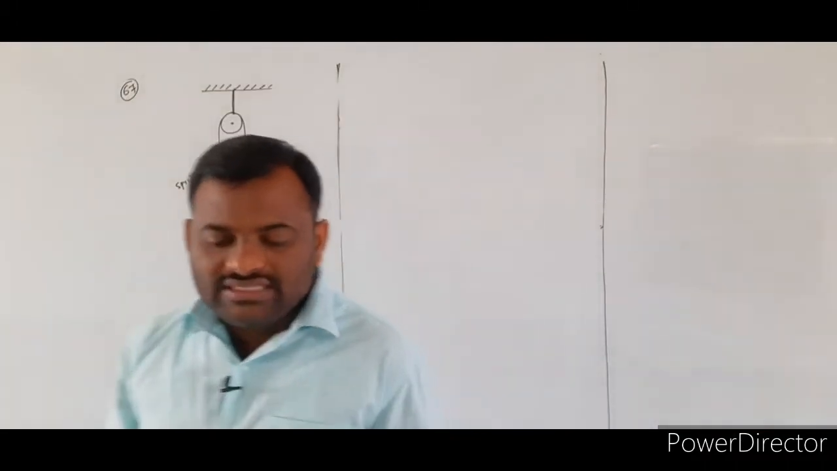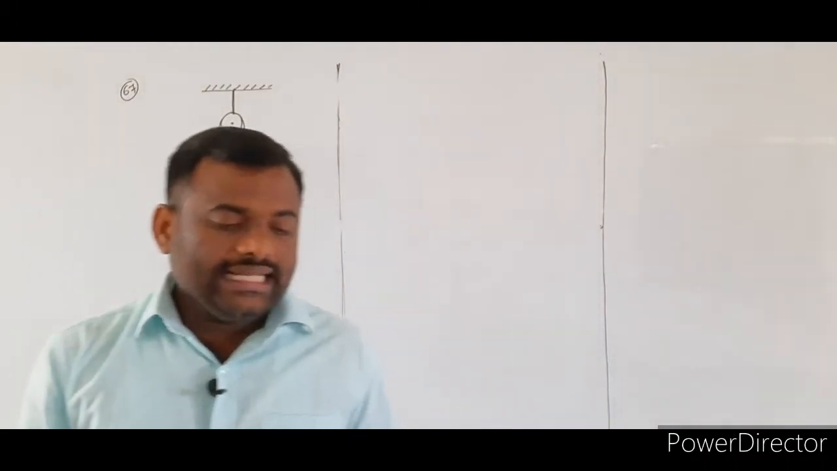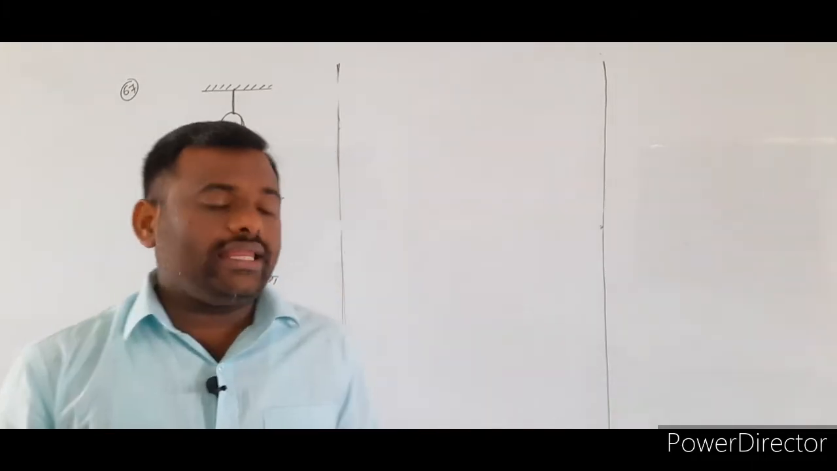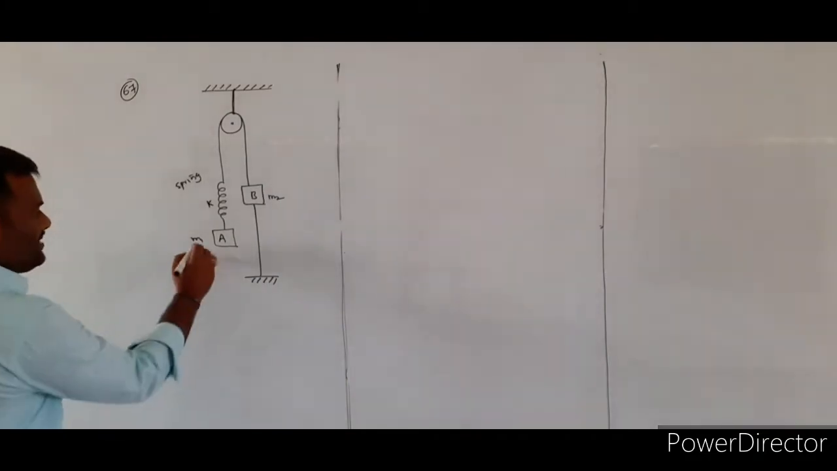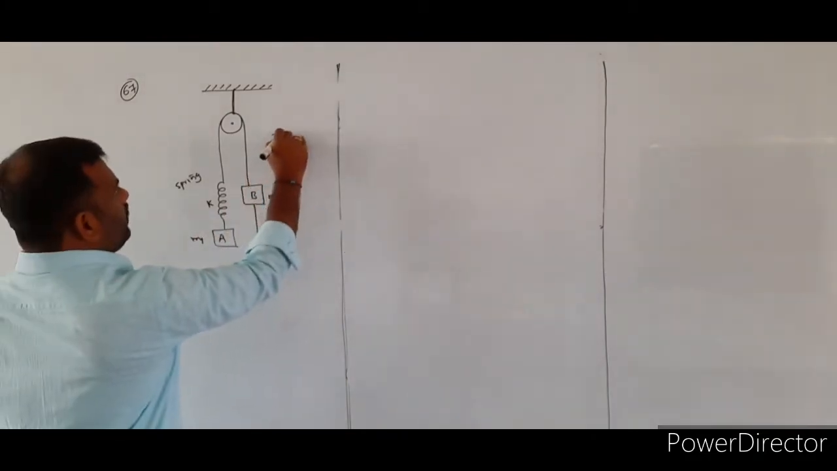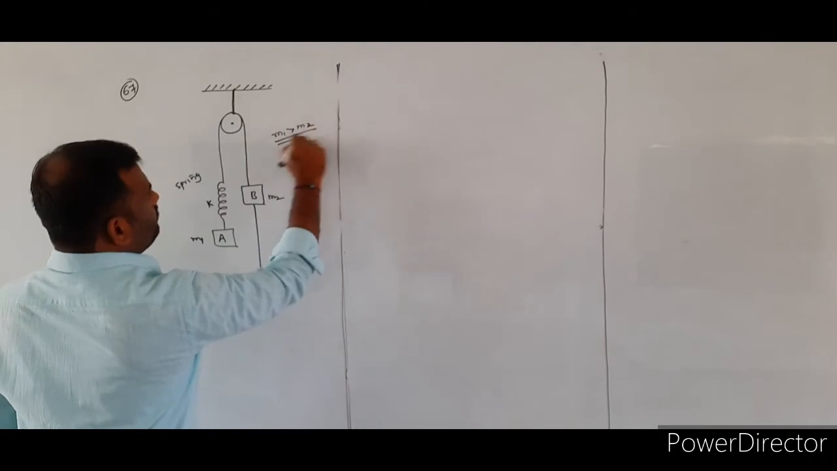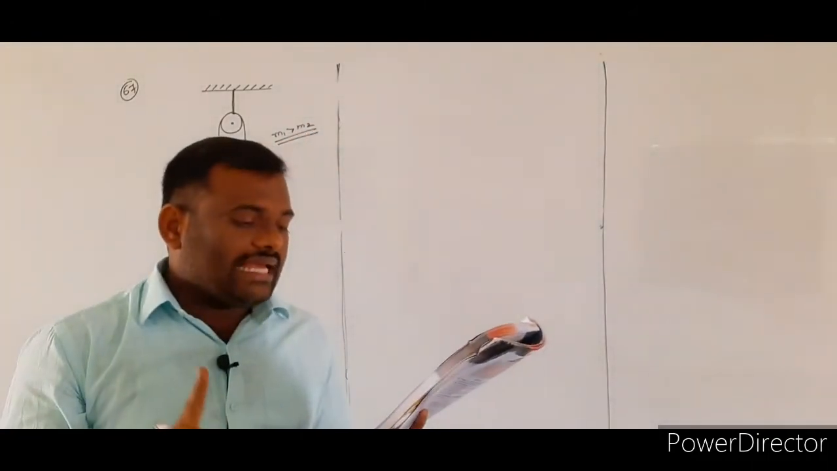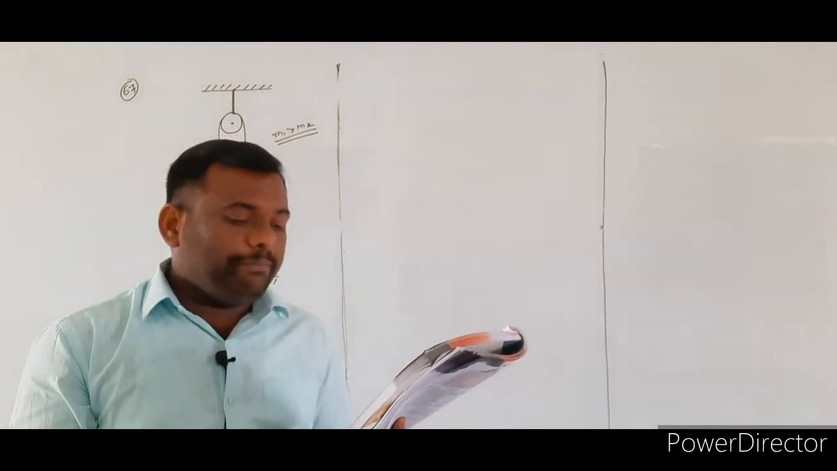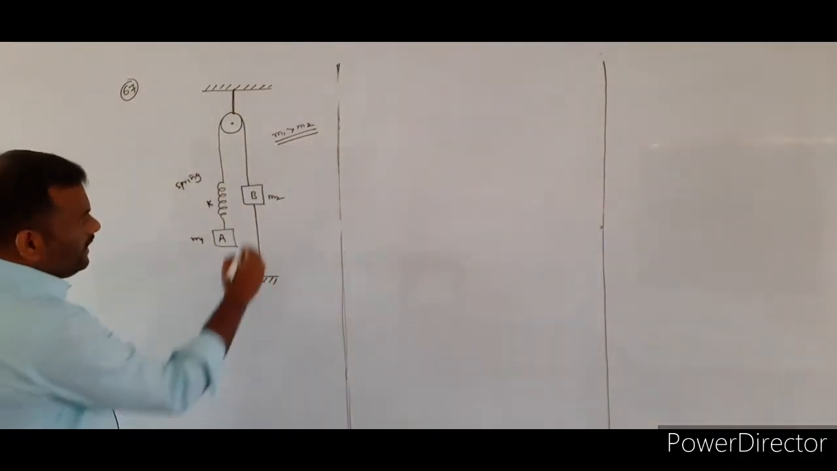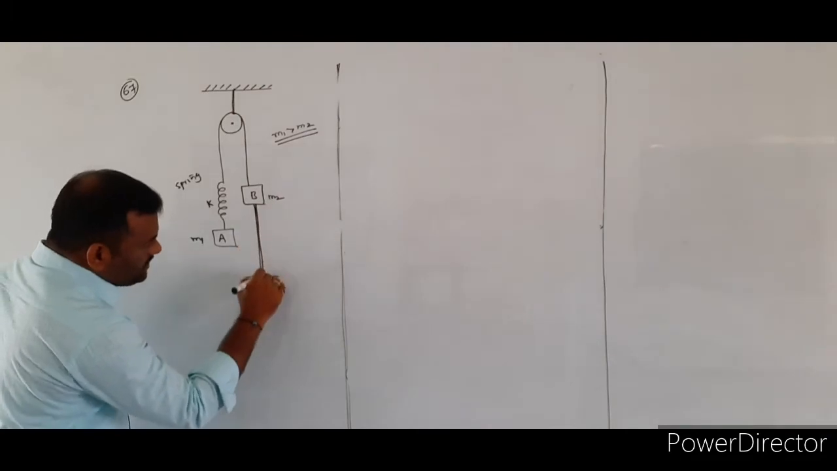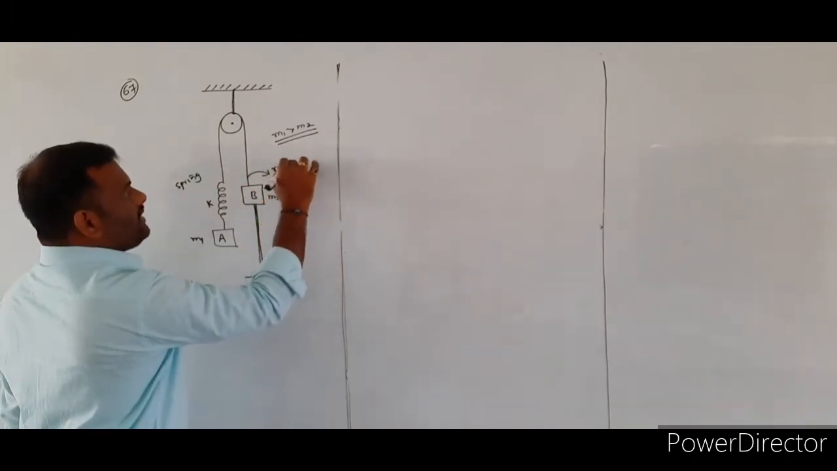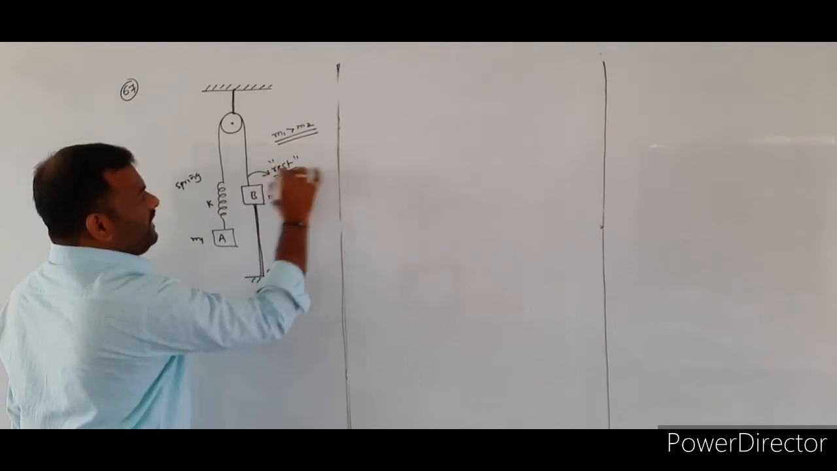In numerical number 67, they mentioned the system shown in the figure and m1 is greater than m2. m1 mass is greater than m2. And they mentioned the condition: the system is held at rest by the thread BC. So here, with the help of the thread BC, we keep the system in the state of rest.